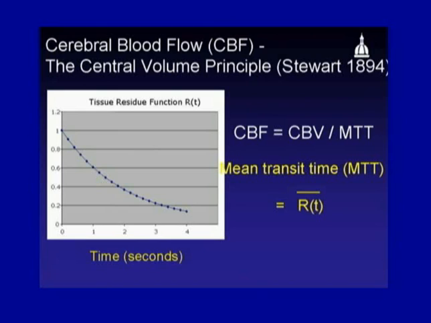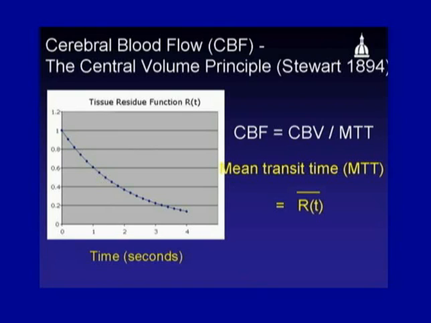And basically the idea here is that there's this concept of the tissue residue function. So let's say you could instantaneously inject a little gadolinium somewhere in the brain, and then you waited a few seconds and you measured how much was left. Well, that's what the tissue residue function is. So at the beginning it's 1, and then eventually after an infinite amount of time it would be 0. If you take the average value of this residue function, that is what is known as the mean transit time.